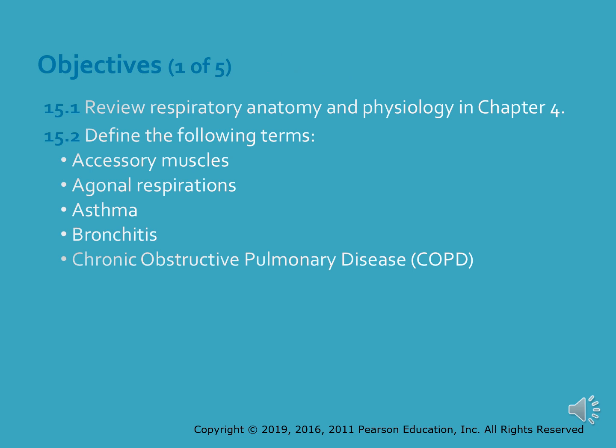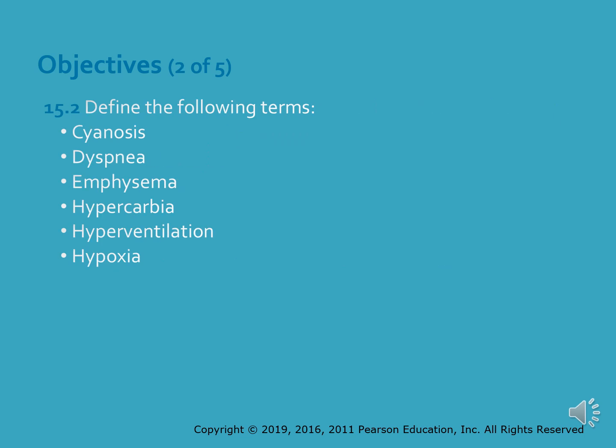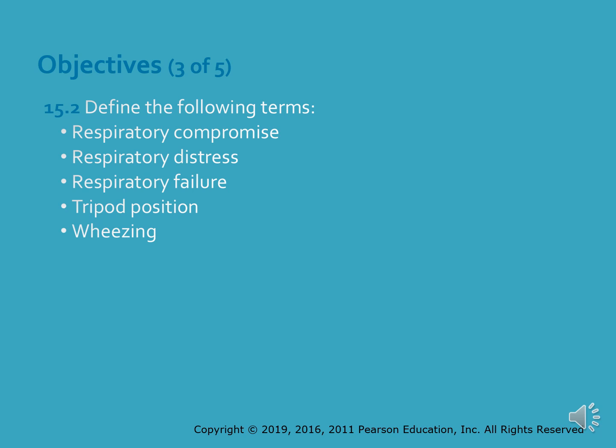We will review respiratory anatomy and physiology, and define the following terms: accessory muscles, agonal respirations, asthma, bronchitis, and chronic obstructive pulmonary disease, also known as COPD. Define cyanosis, dyspnea, emphysema, hypercarbia, hyperventilation, and hypoxia. Define respiratory compromise, respiratory distress, respiratory failure, tripod position, and wheezing.